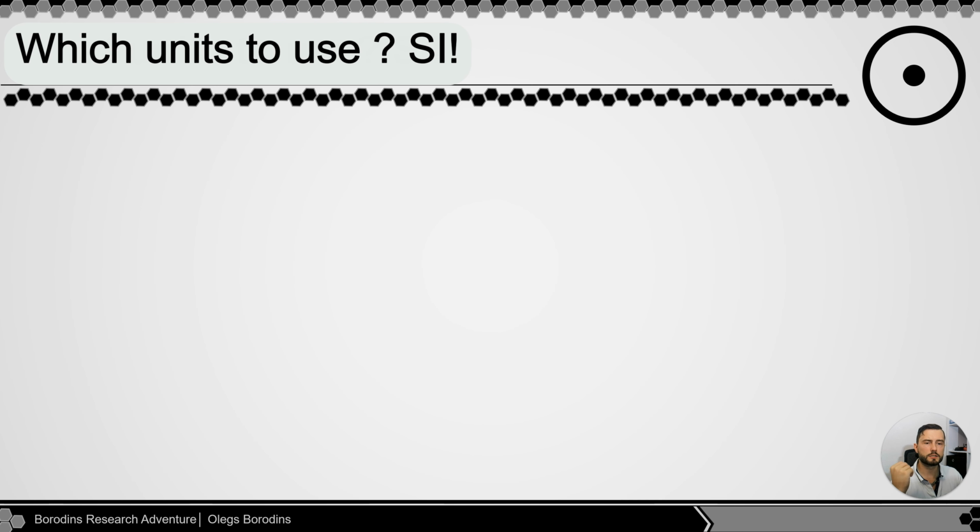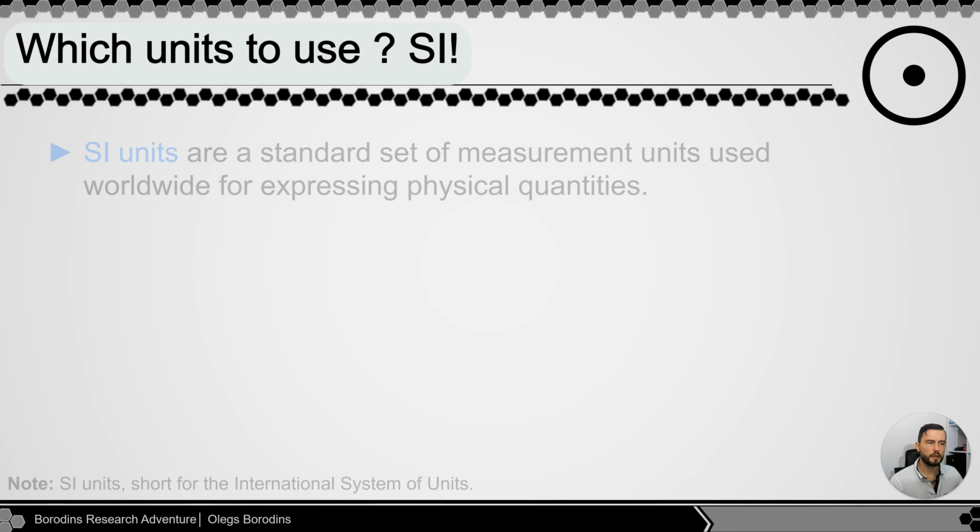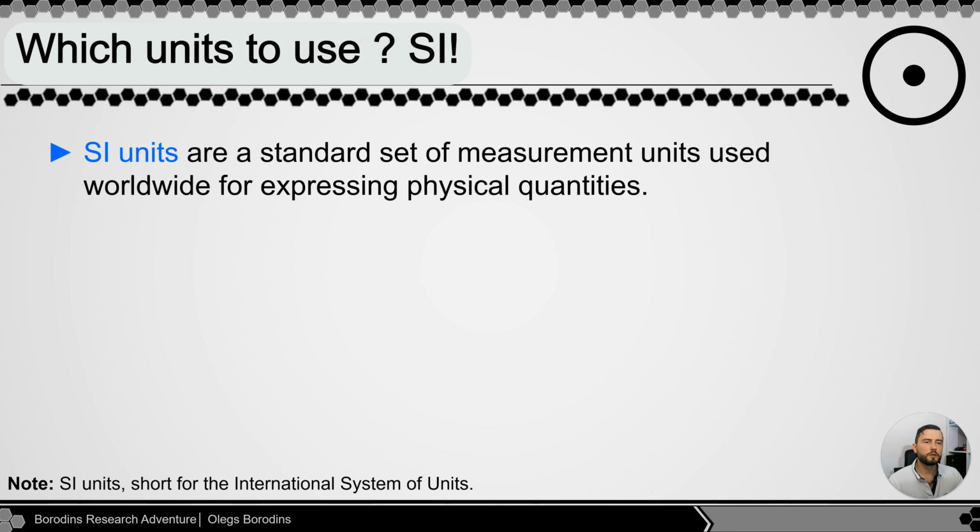And this brings us to which units to use in our data analysis. Long time ago, people agreed on so-called SI units, the International System of Units. SI units are the standard set of units used worldwide for expressing a physical quantity. And the SI system was established to provide a constant framework for scientific measurements, and it's based on 7 basic units, important, from which all other units can be derived.